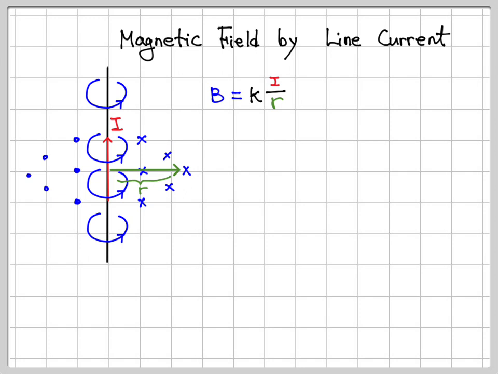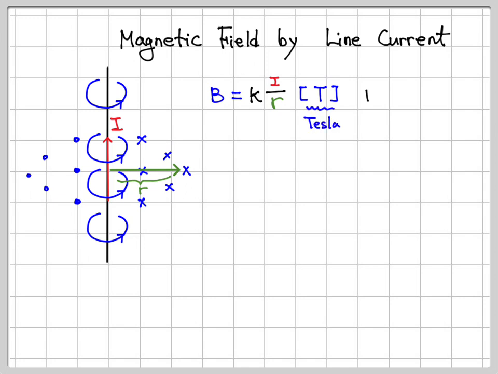Obviously, as current is increasing, magnetic field is also increasing. But if you move away from the current, then magnetic field gets weaker. So magnetic field B is proportional to 1 over R. The unit of magnetic field is Tesla. Tesla came from the famous engineer Nikola Tesla.